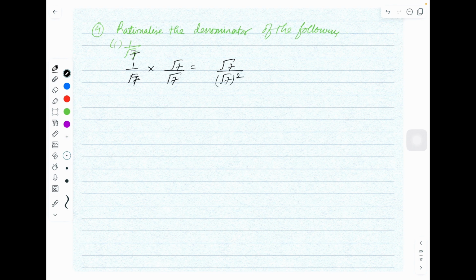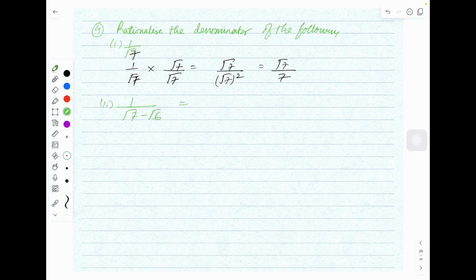is: rationalize the denominator of the following. Okay. First is 1 by root 7. We know the process. At the denominator you have to multiply by root 7, and at the numerator you also have to multiply by root 7. So this becomes root 7 by root 7's whole square. So this is root 7 by 7. This is rationalization.